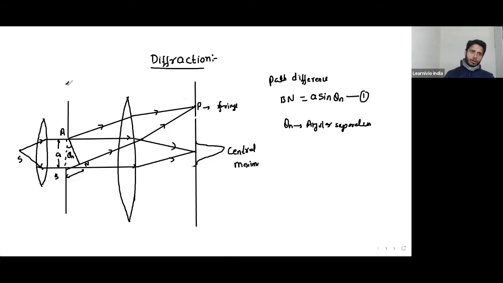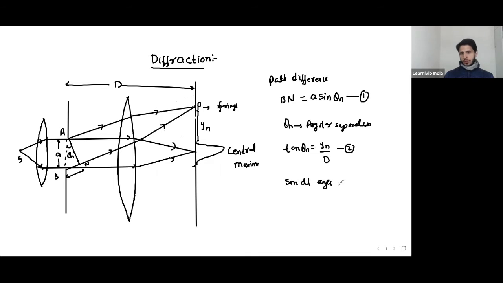We have also discussed that the separation between this slit and screen is capital D. We have also defined this linear separation in two ways, that tan theta n is yn by D. That's first way. Or using small angle approximation, we have defined that this yn is theta n multiplied by D. That is equation number 3. So we have derived all these three things in the previous class.